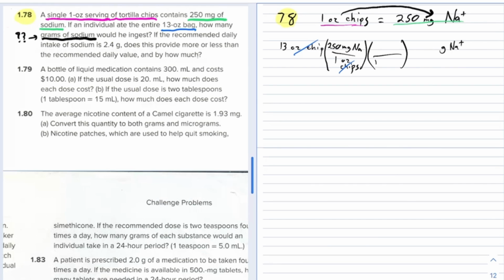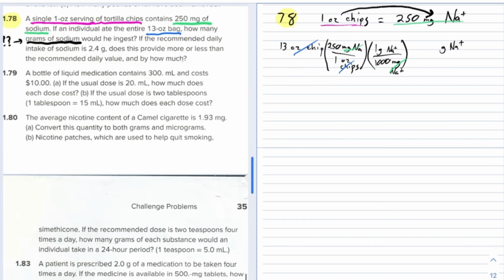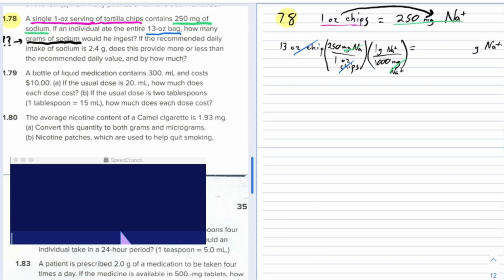1,000 milligrams of anything is the same as 1 gram. So 1,000 milligrams of sodium is the same thing as 1 gram of sodium. You can see milligrams of sodium canceling with milligrams of sodium, and we're left with units of grams of sodium. So this will give us grams of sodium. And then we run the calculation: 13 times 250 divided by 1,000.